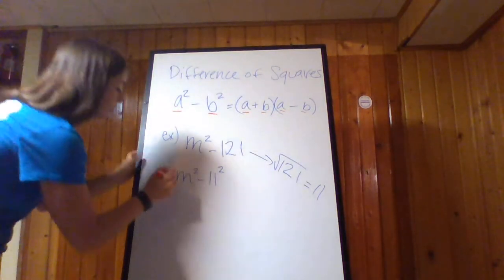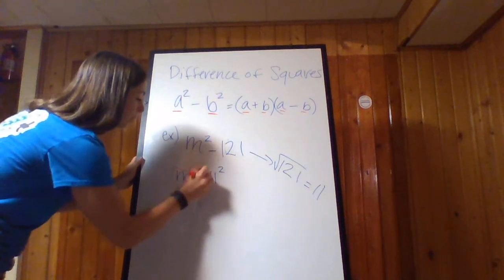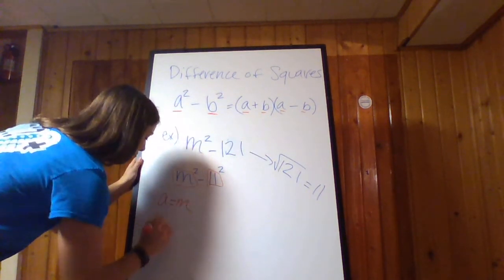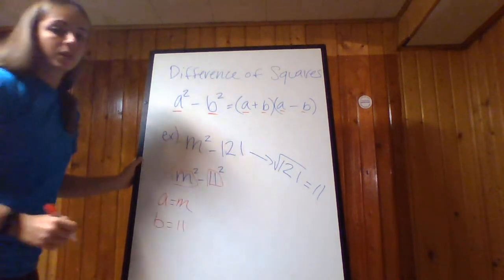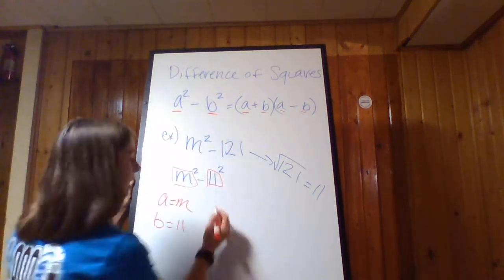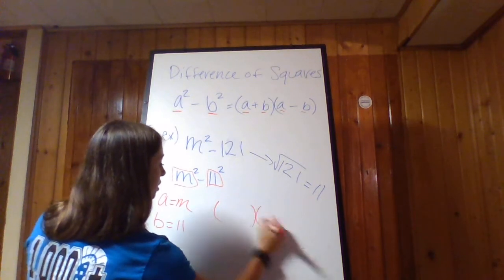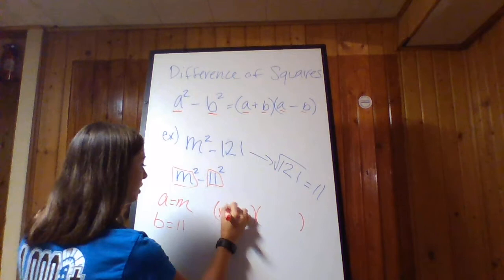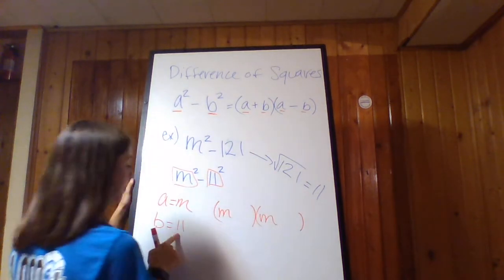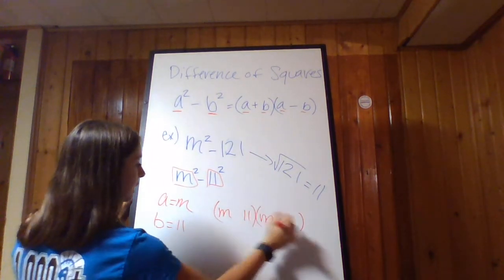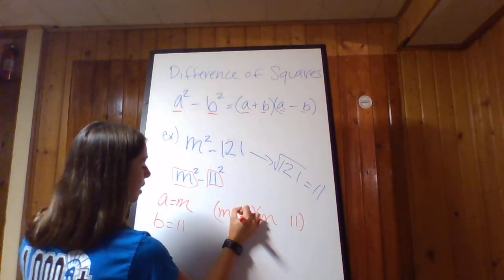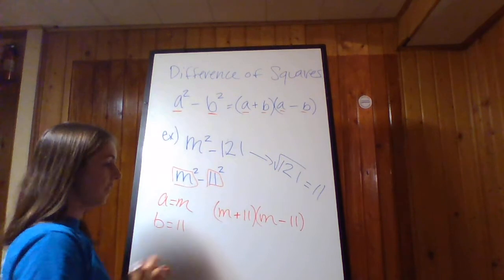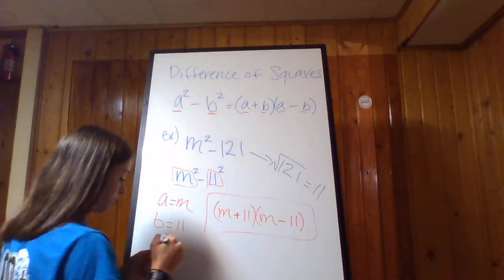So now I go through and I pull out my a, I pull out my b, my a is m, my b equals 11. So we go through and we set up our two binomials. My a is in the front of both of these, so that's m and m. My b is in the back half, 11 and 11. I do one addition and one subtraction. And that's my factored answer.